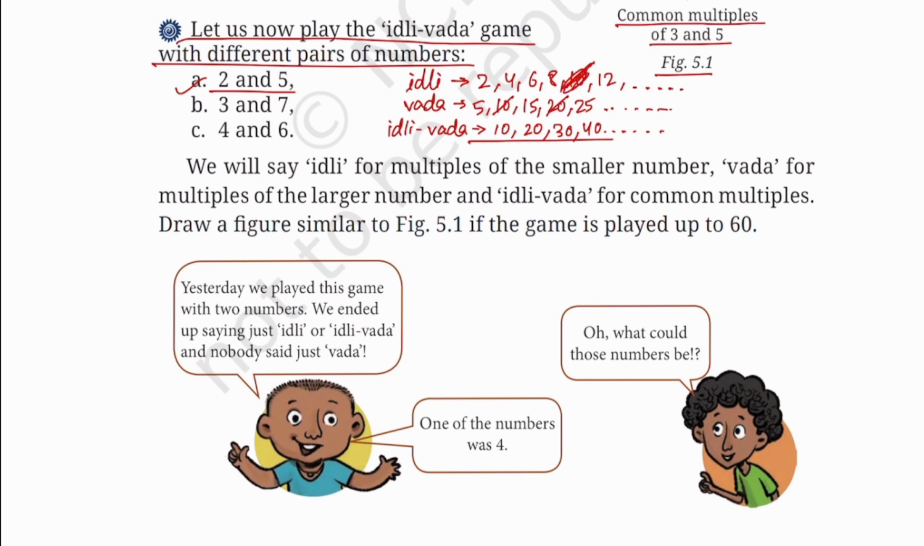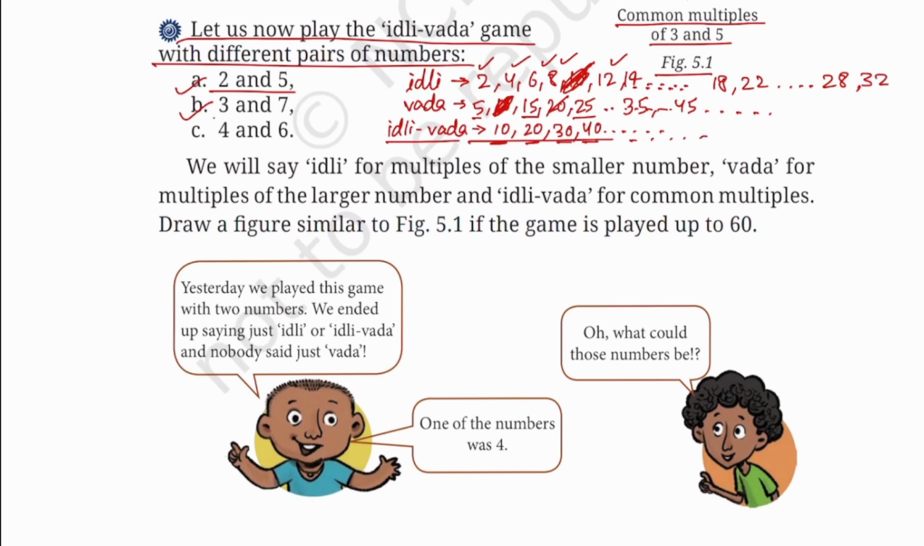That is, idli will be said only for numbers 2, 4, 6, 8, 12, 14, 18, then 22, then 28, then 32, like that. Vada will be said for 5, 15, 25, 35, 45 and so on. And idli vada will be said when there is a multiple of 10: 10, 20, 30, 40 and so on.